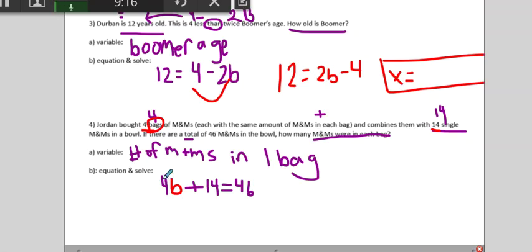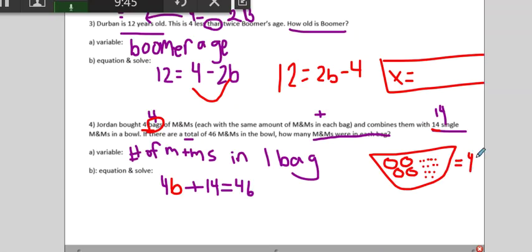So again, this is your 4 bags. We don't know how many M&Ms are in each bag, but each bag has the same amount of M&Ms. Plus, there's these 14 single ones in the bowl, and they're all equaling 46. So if you wanted to see a little picture, it would be like having 4 bags in the bowl of M&Ms, and we don't know how many are in each bag, and then the 14 singles, okay? And we know that all of that would equal 46 in the bowl. Okay, so we got to figure out how many are in each bag, and each bag has the same amount.